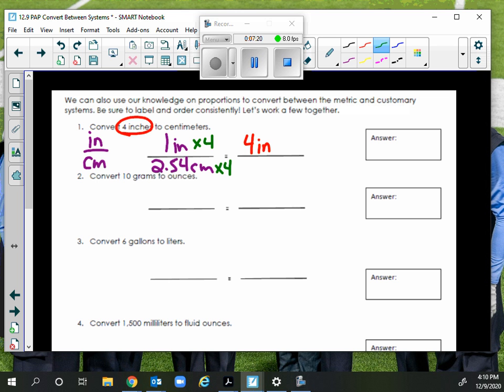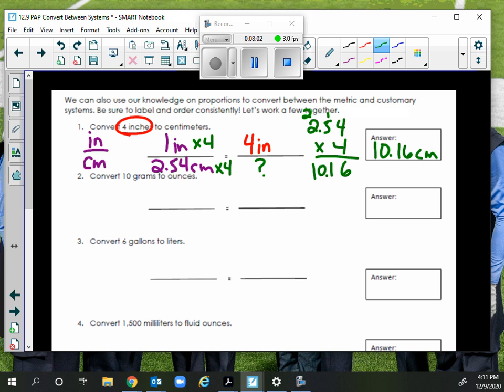2.54 times 4, I don't know what that is off the top of my head, so I have to write it down on the side and do some extra work. 2.54 times 4, 4 times 4 is 16, carry the 1, 4 times 5 is 20, plus 1 is 21. 4 times 2 is 8, plus 2 is 10. I have 2 digits behind the decimal, so I need to make sure I have 2 digits behind the decimal in my final answer. My final answer is 10.16 centimeters. That's what would go down here in this denominator where I just wrote that question mark.